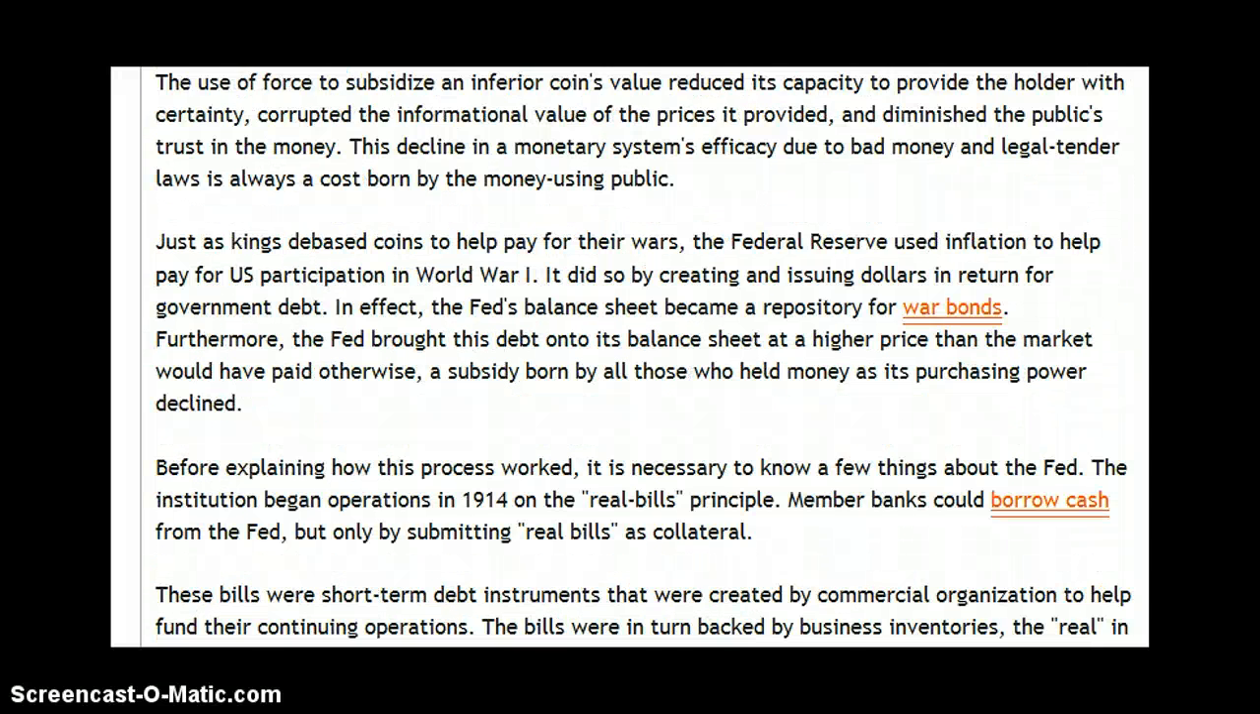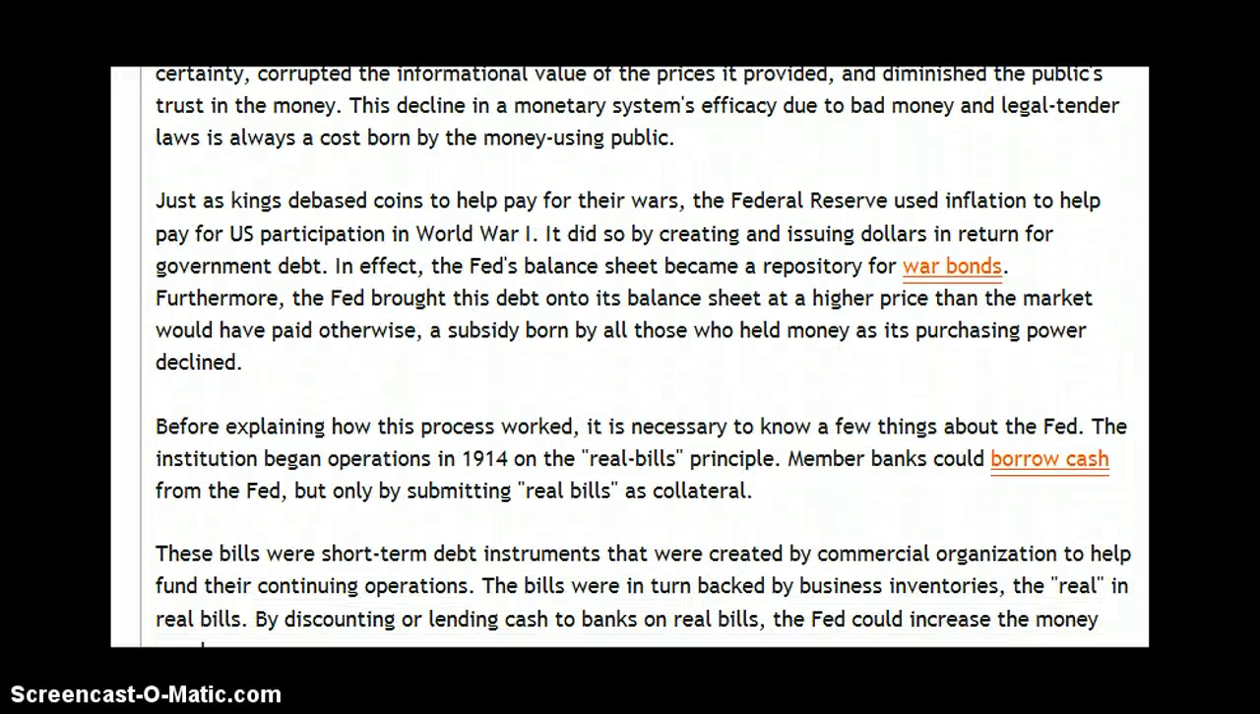Just as kings debased to help pay for their wars, the Federal Reserve used inflation to help pay for U.S. participation in World War I. It did so by creating and issuing dollars in return for government debt. In effect, the Fed's balance sheet became a repository for war bonds. Furthermore, the Fed brought this debt onto its balance sheet at a higher price than the market would have paid otherwise, a subsidy borne by all those who held money as its purchasing power declined.